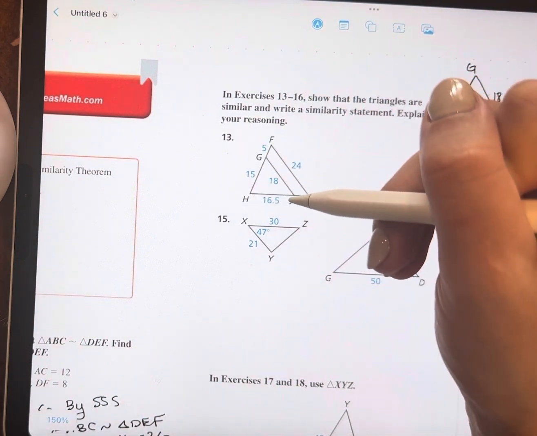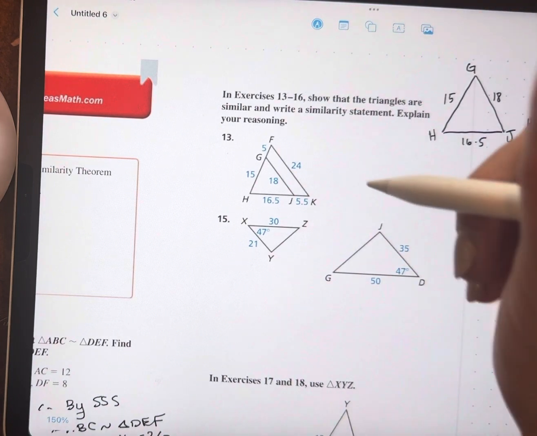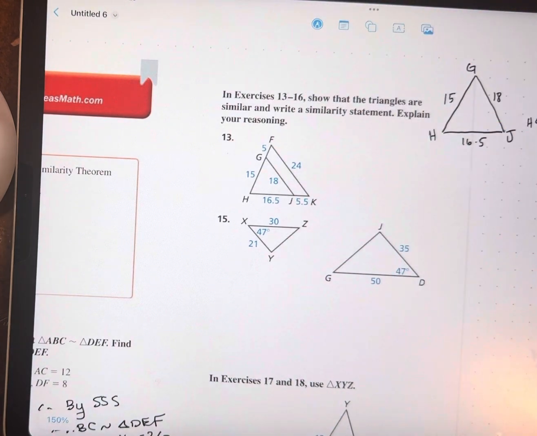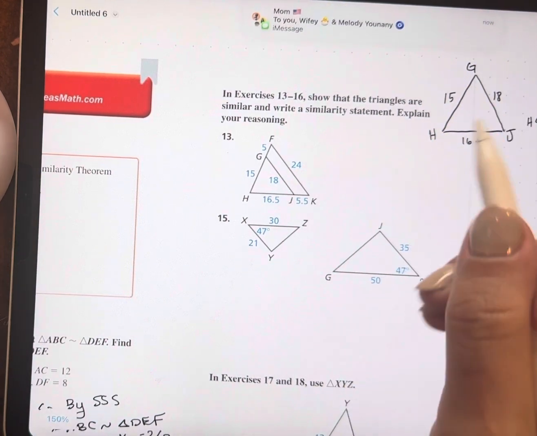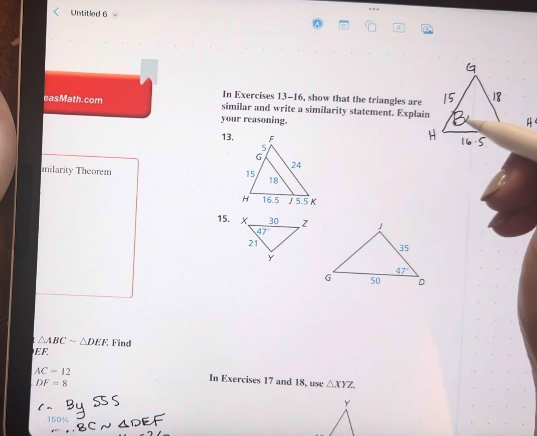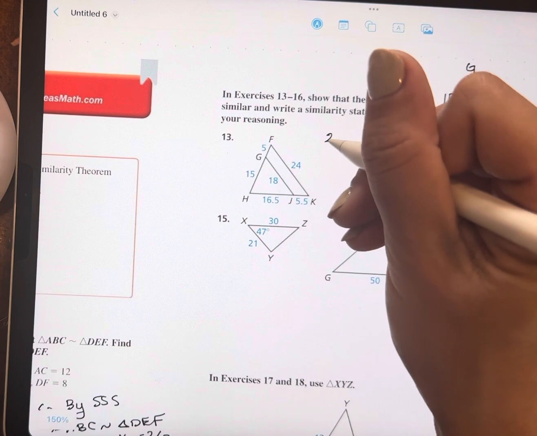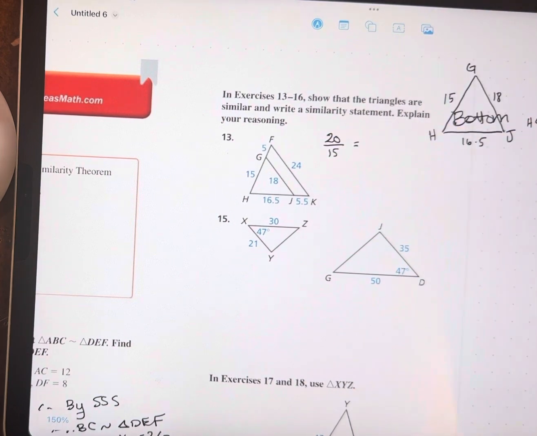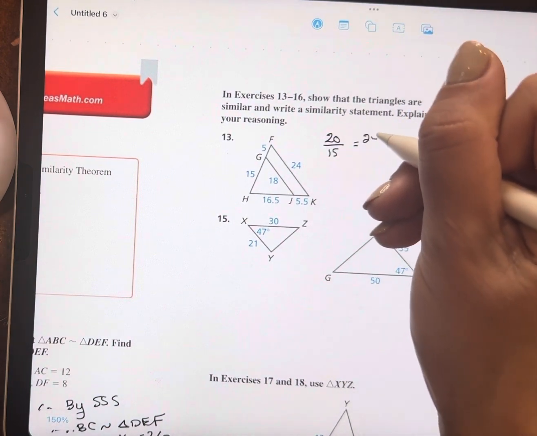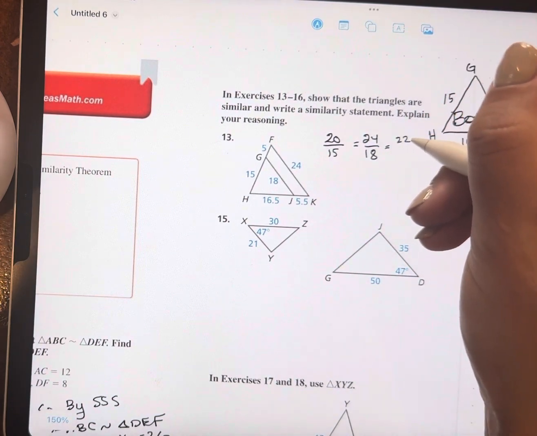HF is 15 plus 5, which is 20. And then FK is 24. We have 3 sides, so our only option is to do the 3 ratios and prove that they're the same. So I'll go top and bottom. I'm going to go 20 over 15, 24 over 18, and 22 over 16 and a half.